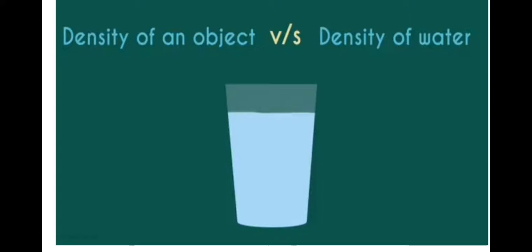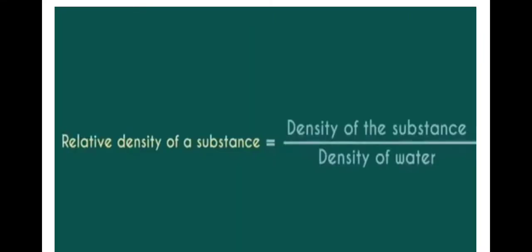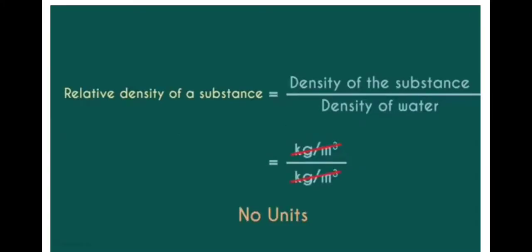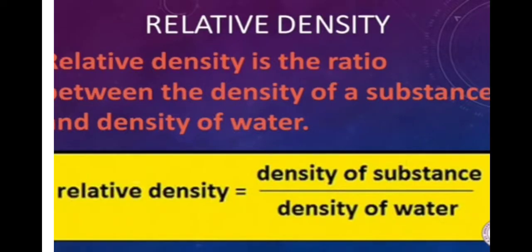How do we define the relative density of a substance? It equals the ratio of its density to that of water. Yes, density of the substance over density of water. Can you tell me the unit of relative density? As it is the ratio of similar quantities, relative density has no unit. Relative density is the ratio of the density of a substance and the density of water.